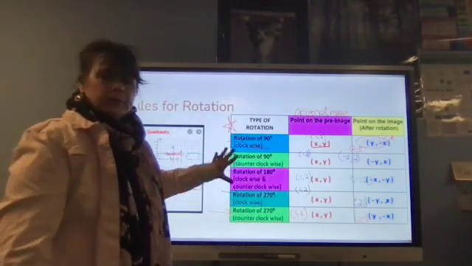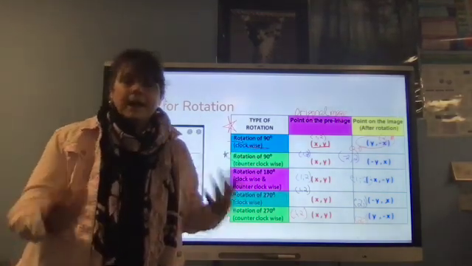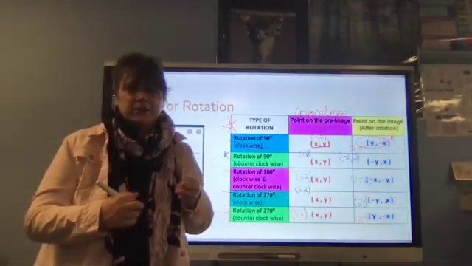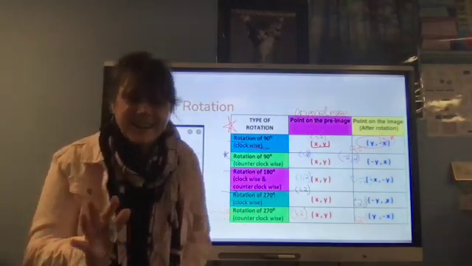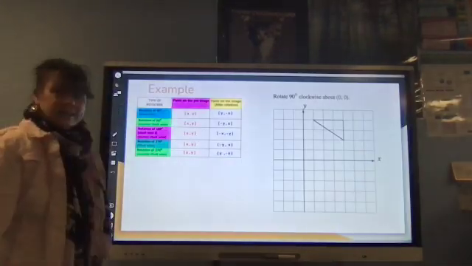This chart is super helpful. It's super important to use this. It helps make this easier for you. Let's not work harder, let's work smarter, okay? All right, let's try an example with our chart.